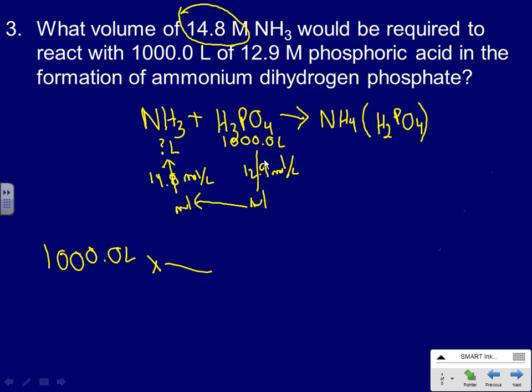I follow the map. Again, we did quite well on that last test, but there's a handful of us that are still not sure where to go. The map guides you. I've got liters there, 1 liter on the bottom, 12.9 moles on the top. This is a 1-to-1 ratio, but still, the number I'm starting with, I want to get rid of that. It's got to go on the bottom. For one H3PO4, there will be one NH3 formed.